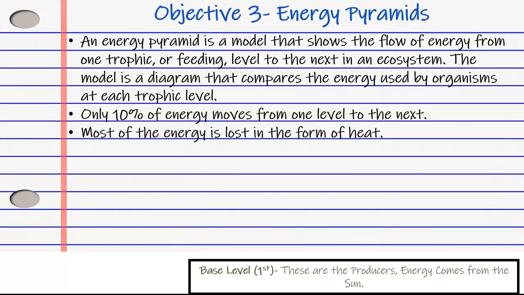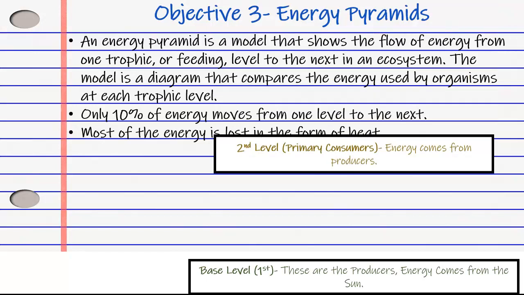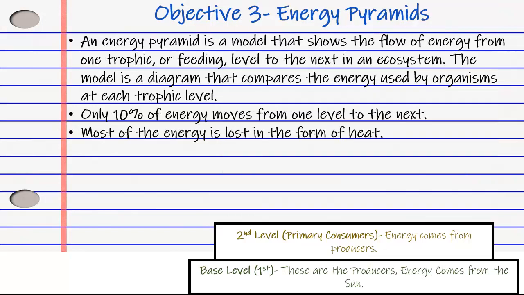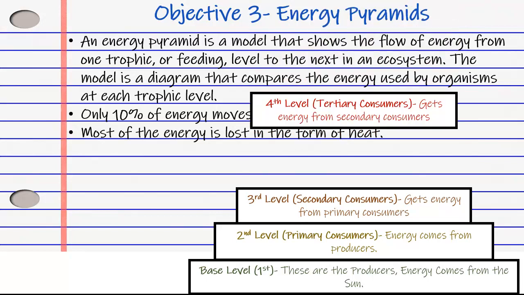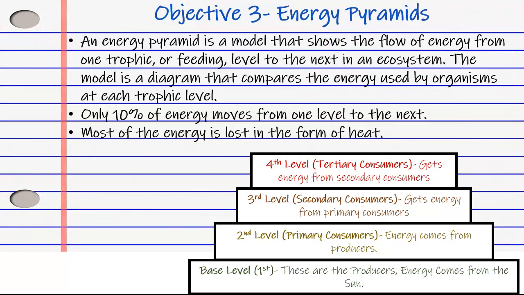So what we always start with in an energy pyramid is the base level, the first level, and these are our producers, and their energy comes from the sun. Our second level is our primary consumers. Their energy comes from the producers. Our third level is the secondary consumers, and it gets its energy from primary consumers. And our fourth level is the tertiary consumers, and they get their energy from the secondary consumers. Remembering that at each level, the organisms in that level get their energy from the level below.